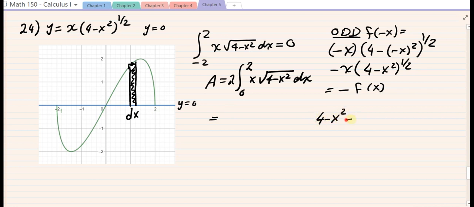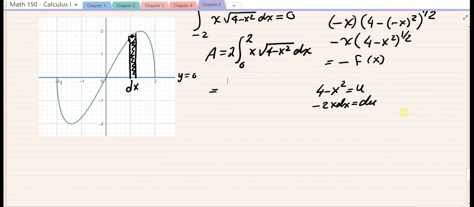If I let 4 minus x squared be u, then negative 2x dx is du. Now we already have 2x dx, so we can build that in there. Therefore, I can just write it this way: 2x dx is negative of du. True? And just swap out 2x dx for a negative du.